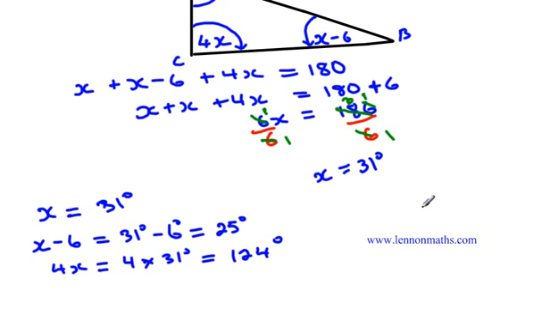If I should add them up, what should I get? 31, 25, 124, and this will give me 180. Yes, the sum of angles in a triangle. Excellent.